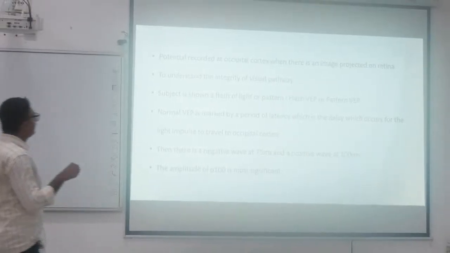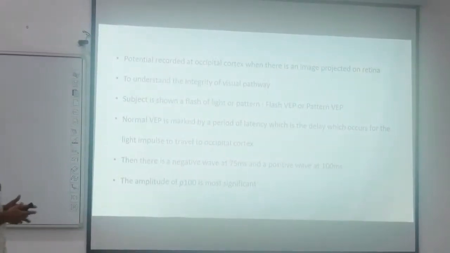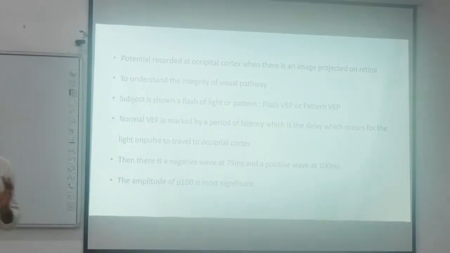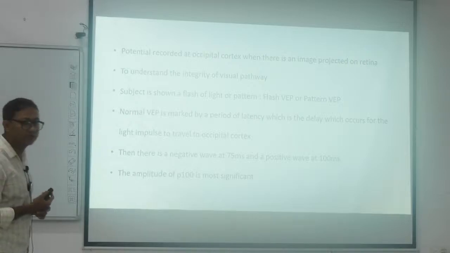Okay, so again it is the potential recorded at the occipital cortex. We place the electrodes over the occipital cortex. Detail is not required for your level, like the specific positions of the leads, because you are not going to perform it right now. You need to know the basic principle of performing visual evoked potential. So it is the potential recorded at the occipital cortex when there is an image projected on the retina.